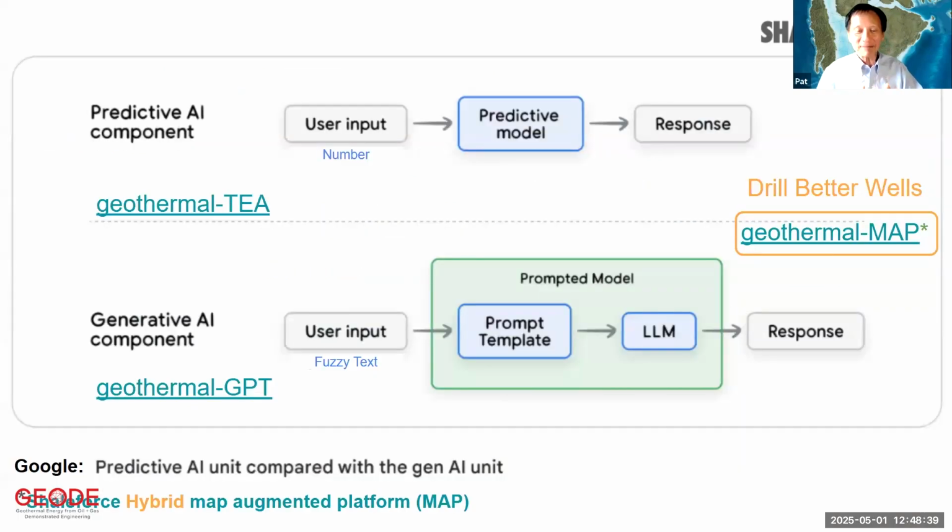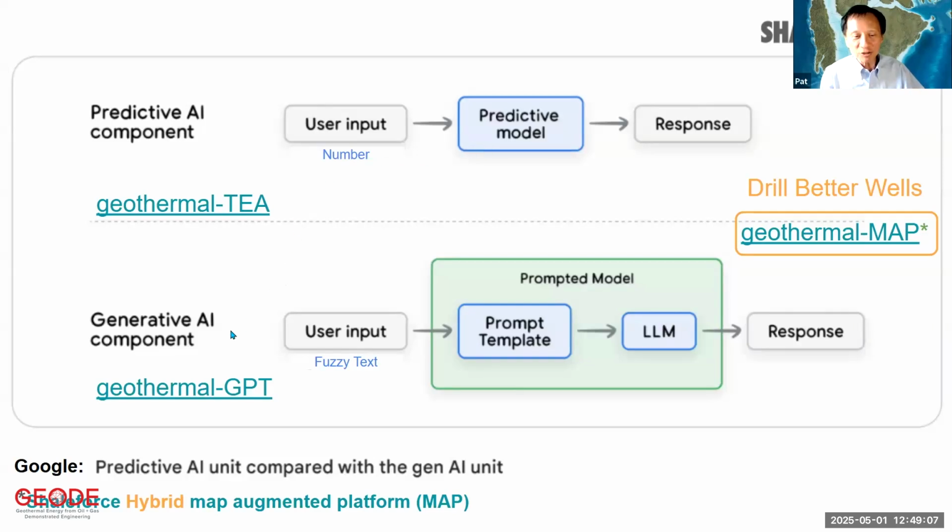Now, let's take a step back. I think on AI, there are two aspects. One is predictive, which is basically machine learning. Like the techno-economic analysis app that we talked about earlier, I enter 38 degrees Celsius per kilometer, it goes through and comes back with a response, right? Whatever training was done behind it is very straightforward.